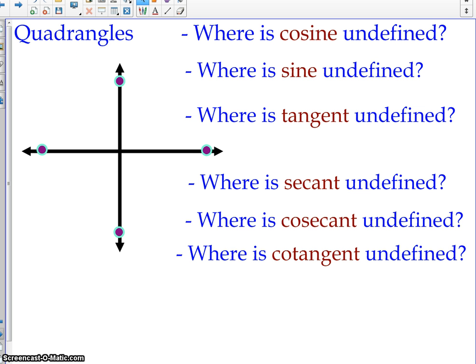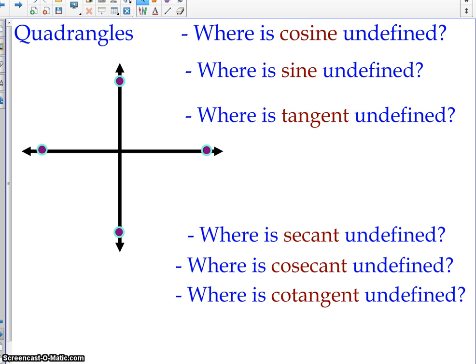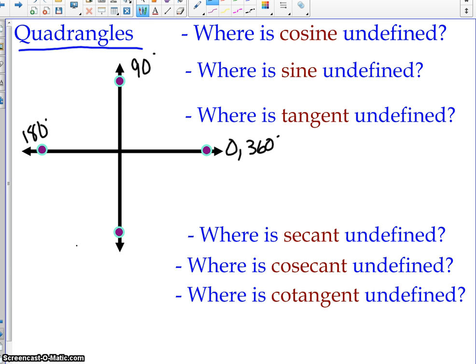All right, so now, where do we have things undefined? We need to talk about this. Let's start with just our coordinate axes. Quadrantal angles can be a difficult concept at times. First of all, what are quadrantal angles? It's the idea that we have 0 degrees, or 360 degrees. Here it's 90 degrees. Here we have 180 degrees. And down here it's 270 degrees.